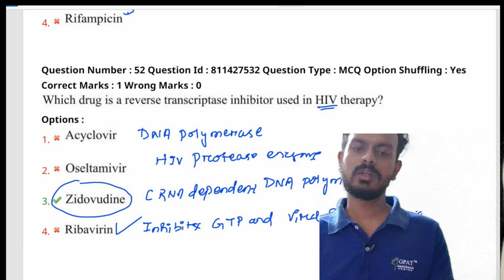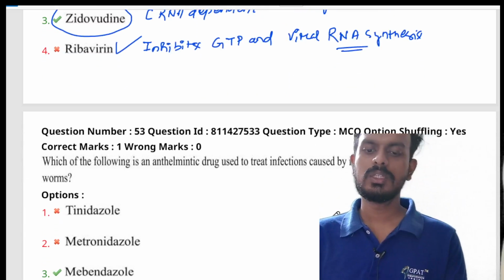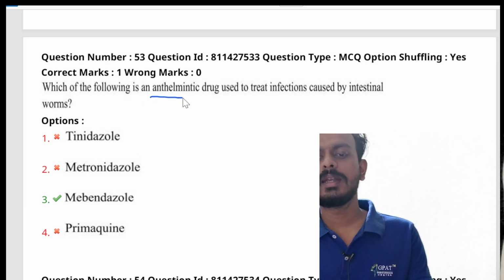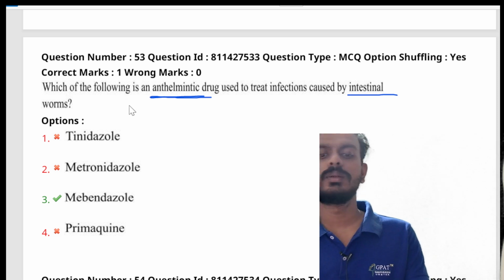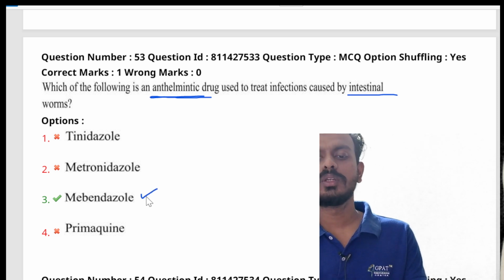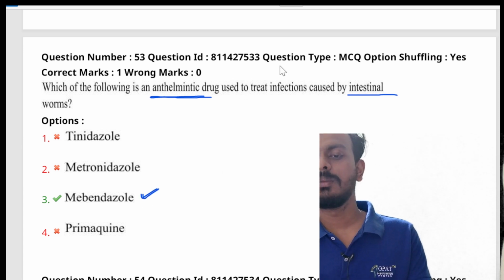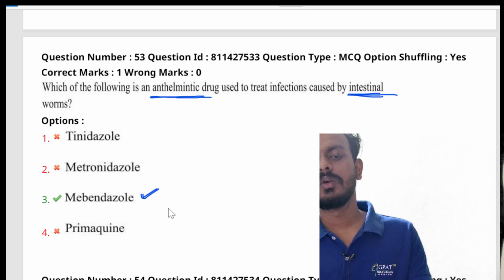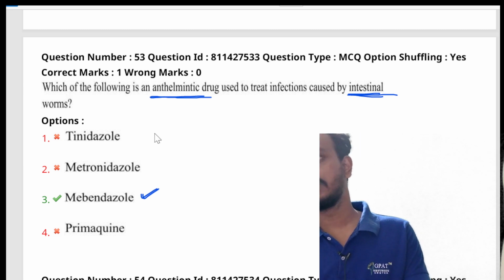Okay, so moving to the next question, which of the following is an anti-helminthic drug? Anti-helminthic drugs are used to treat intestinal worms. So in this case, mebendazole is the correct answer. Mebendazole is an anti-helminthic that is used in case of intestinal worms. Okay, so primaquine is not. Primaquine is an anti-malarial drug.